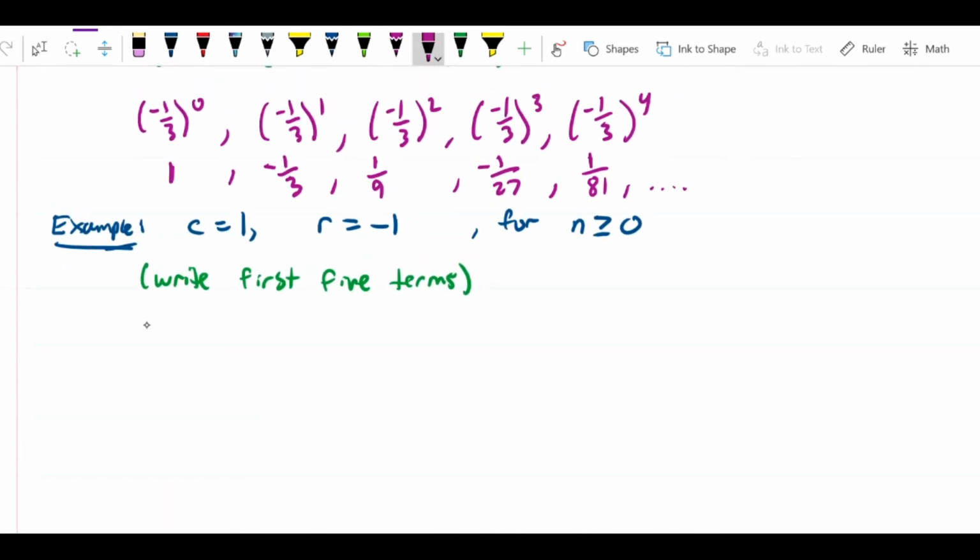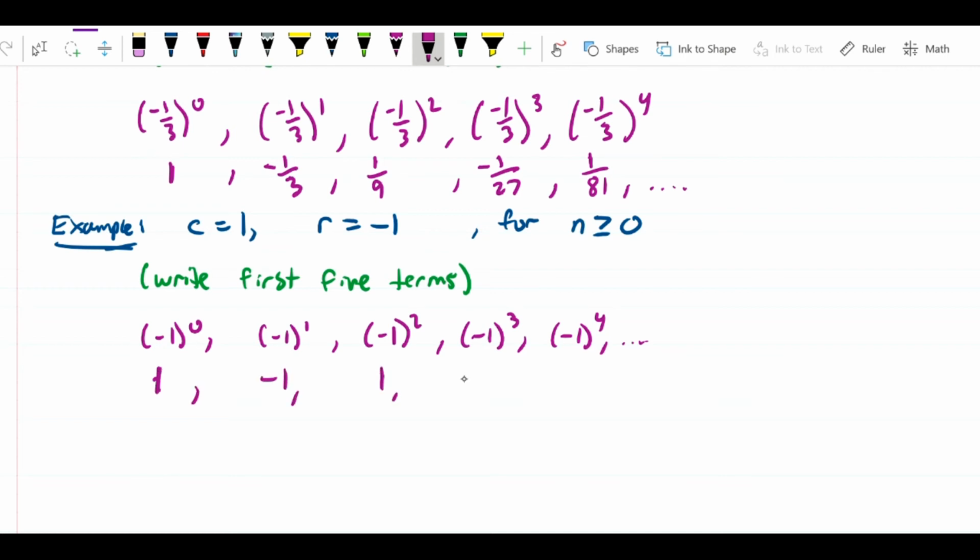So this is going to be negative 1 to the 0, negative 1 to the 1, negative 1 squared, negative 1 cubed, and negative 1 to the fourth. And as we've talked about, what this does is it just alternates back and forth between negative 1 and positive 1. So that's going to be 1, negative 1, 1, negative 1, and 1. You can see, by the way, that this sequence very clearly does not approach any limit. It just bounces back and forth between 1 and negative 1. It doesn't seem to converge to any one particular value. And in fact, with a common ratio of negative 1, you don't have a limit.